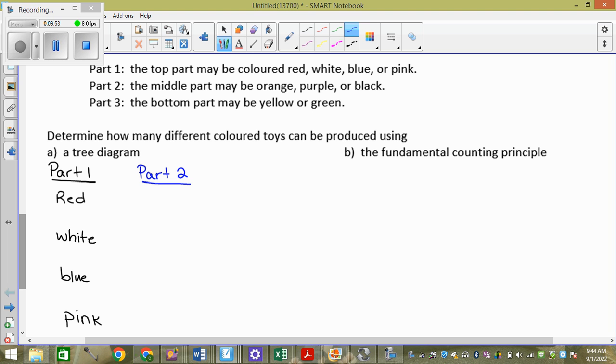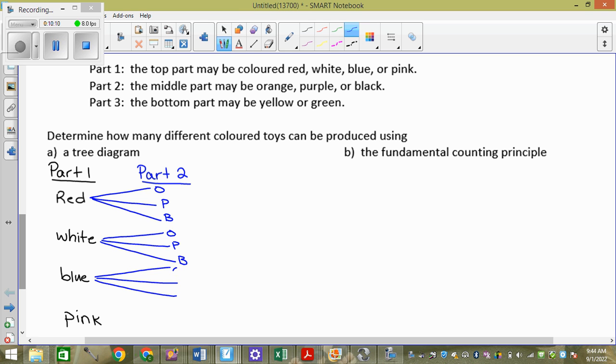I'm going to be lazy and write O, P, and B. So I could have a red top with an orange, purple, or black middle. Or I could have a white top with an orange, purple, or black middle. Or a blue top with an orange, purple, or black middle. Or a pink top with an orange, purple, or black middle.